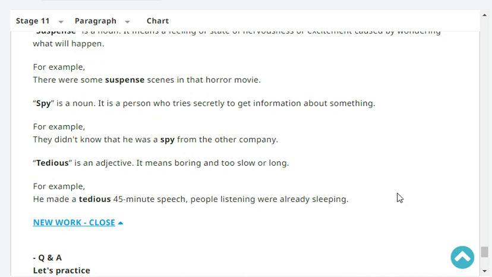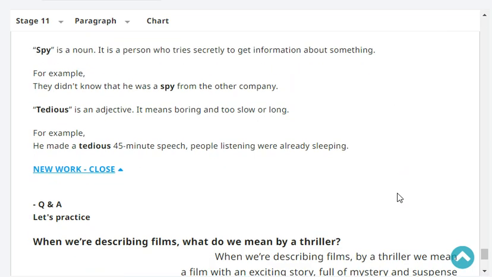Tedious is an adjective. It means boring and too slow or long. For example, he made a tedious 45-minute speech. People listening were already sleeping.